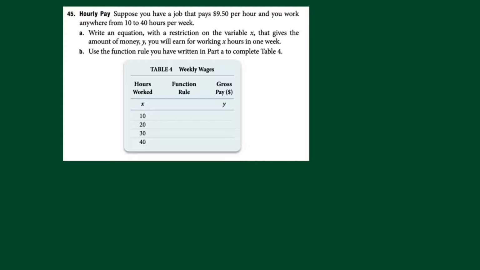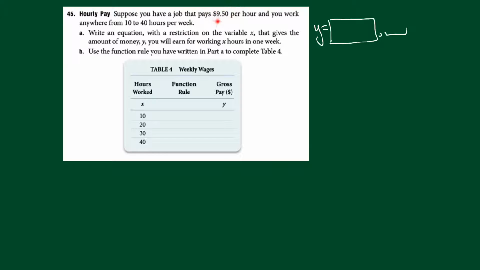So what's up first here? Write an equation with a restriction on the variable x that gives the amount of money y you'll earn for working x hours in 1 week. So x is the number of hours that we work, and y is our pay, and we have to come up with a rule that says how much we make given how many hours we work. So we need something like this. Y equals some kind of a rule that we're going to put in here, and then some restriction on x. Okay, so let's think about that.